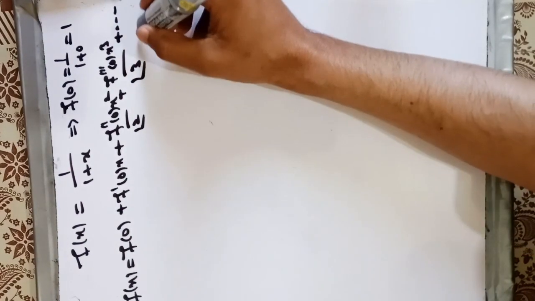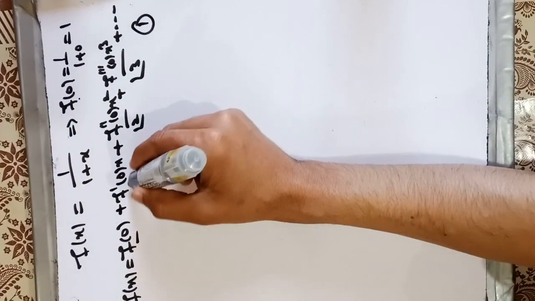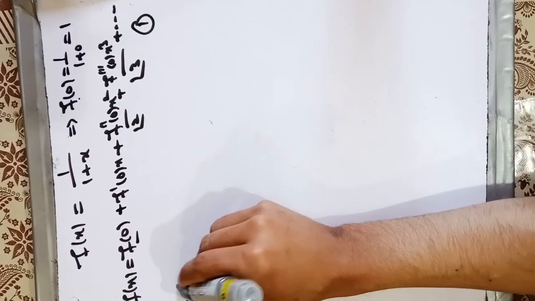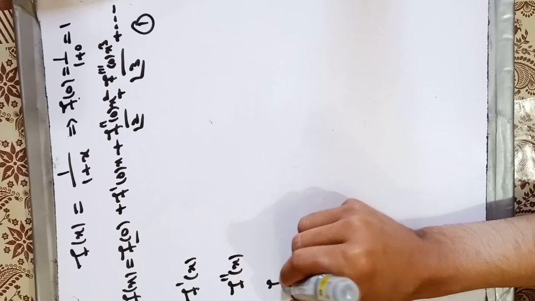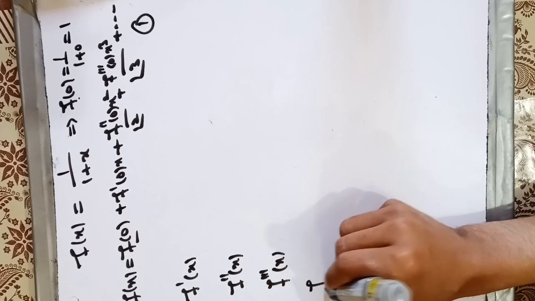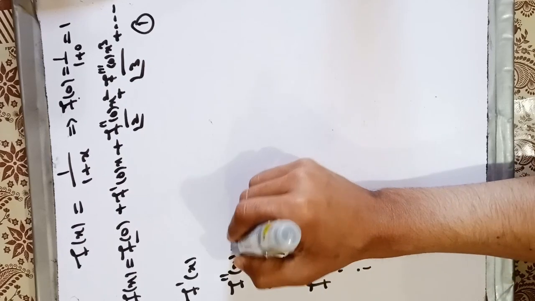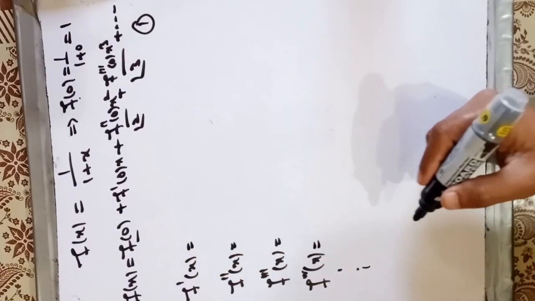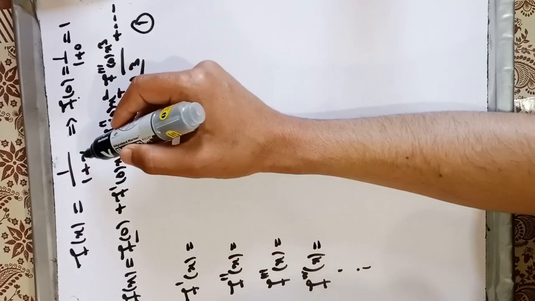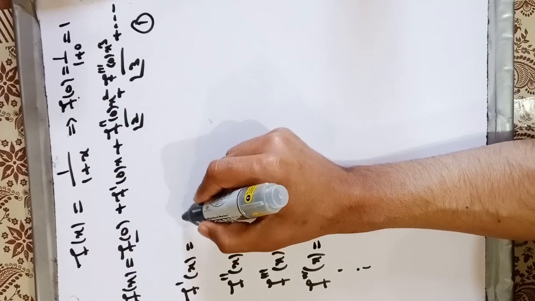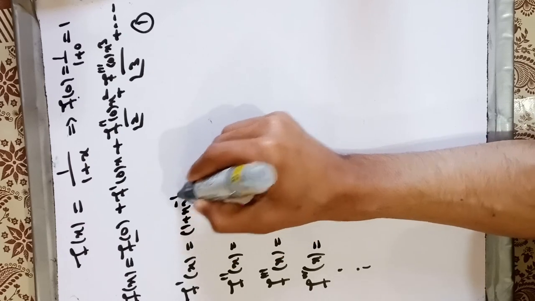Now we just need to find the requirements. f at 0 is already found, f prime at 0 is needed. For that we find the first derivative of x, the second derivative of x, the third derivative of x, and the fourth derivative of x. In that pattern we find all of them. Now the first derivative, we can see, will be 1 plus x to the power minus 1.